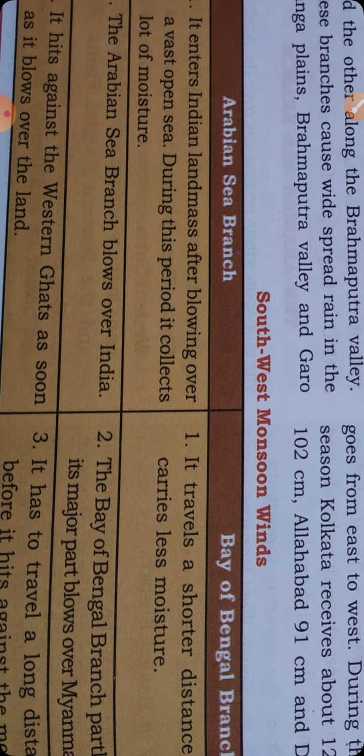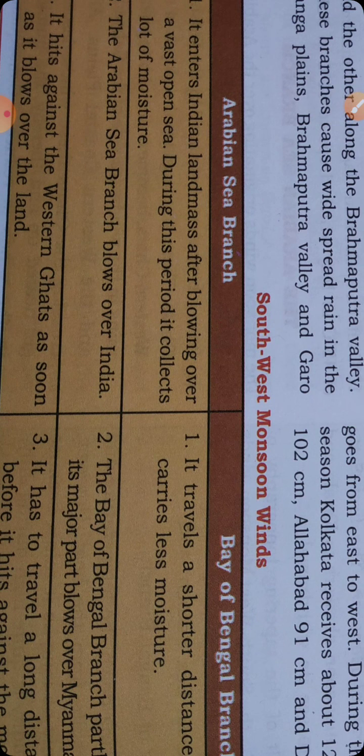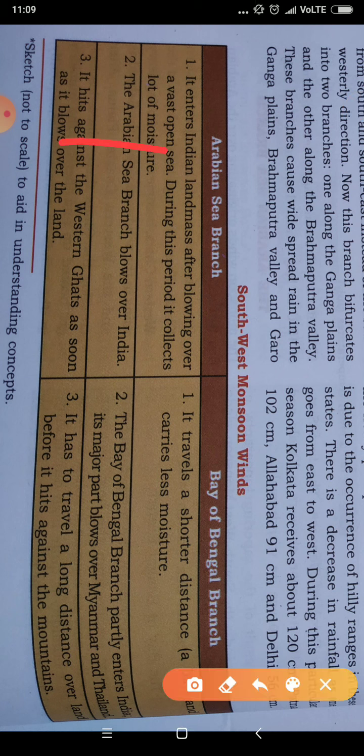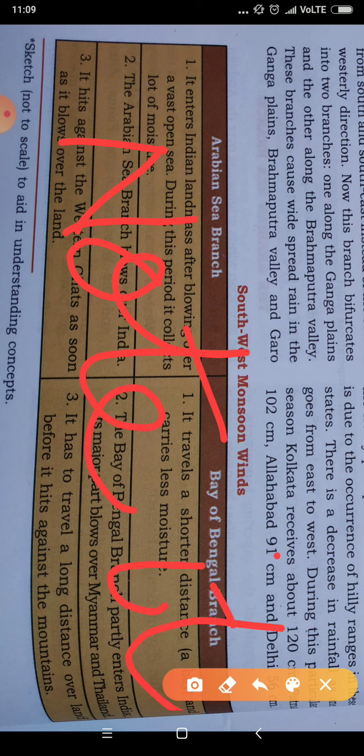Southwest monsoon winds: distinguish between the Arabian Sea branch and the Bay of Bengal branch. So this is also very important for you. Please note it in your notebook, and it's homework for you. So you have to note them down. Note it. Got it? I hope you all got it.